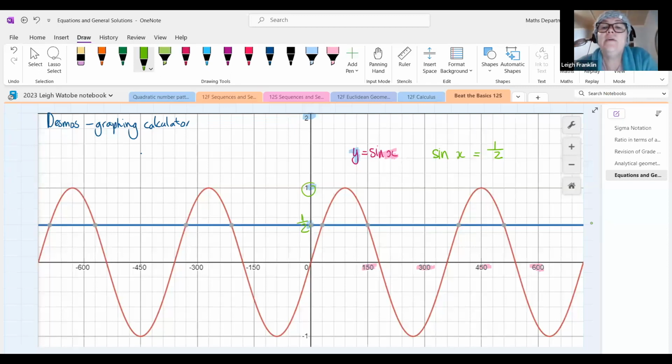So when I have the graph y equals sine x, and I say that sine x is equal to a half, what I mean is that there are different solutions that I can find, all when sine x is equal to a half. In other words, I can find the solution over here. Any idea what that value would be? Think special angles.